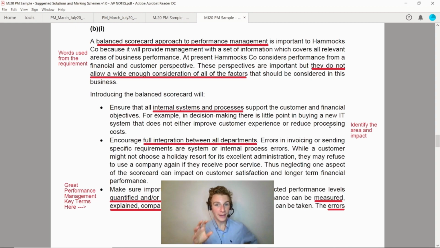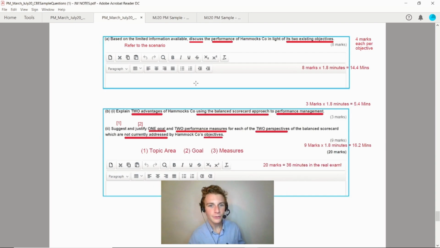Now, relating more back to performance management now. So we've got a balanced scorecard approach to performance management. Now, this was really cheeky because this is one of the questions where in the external examiner's report, students tended to get 0 on this, okay, or 1. But I've put on the side there words used from the requirement, and I'm just going to jink it back over here. So explain 2 advantages of Hammock Co's using the balanced scorecard approach to performance management.